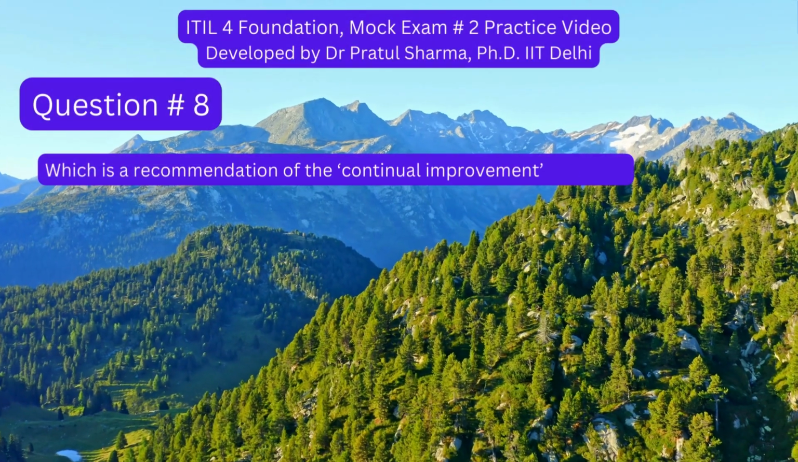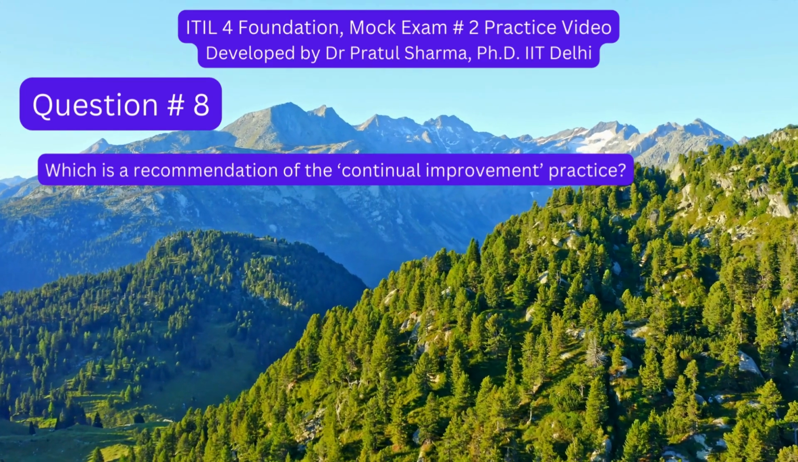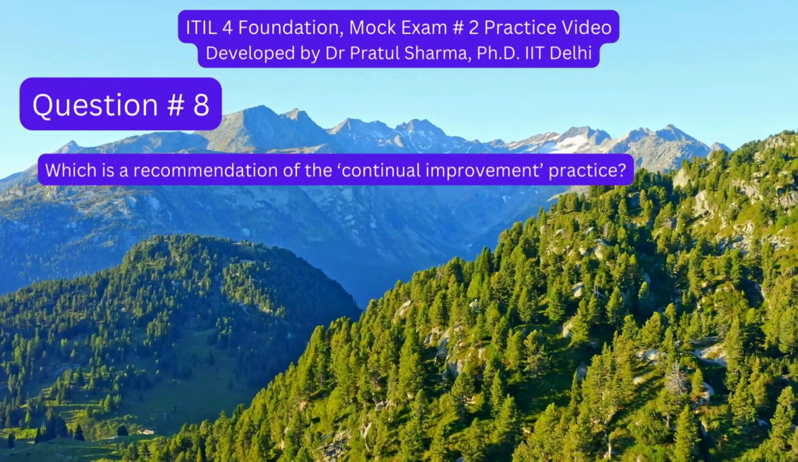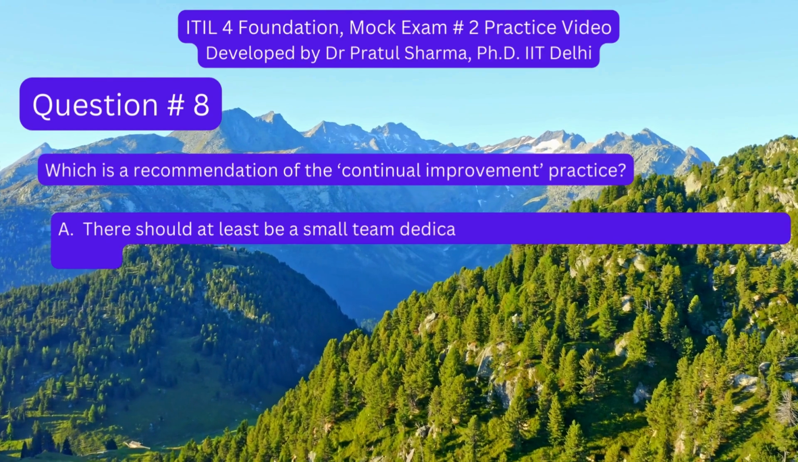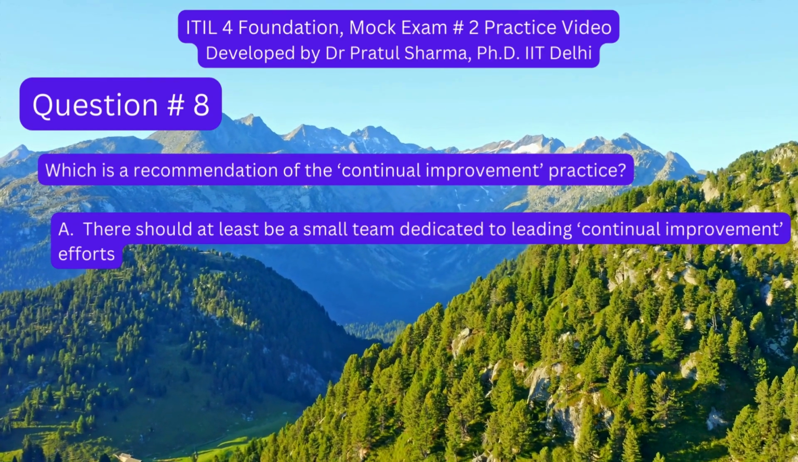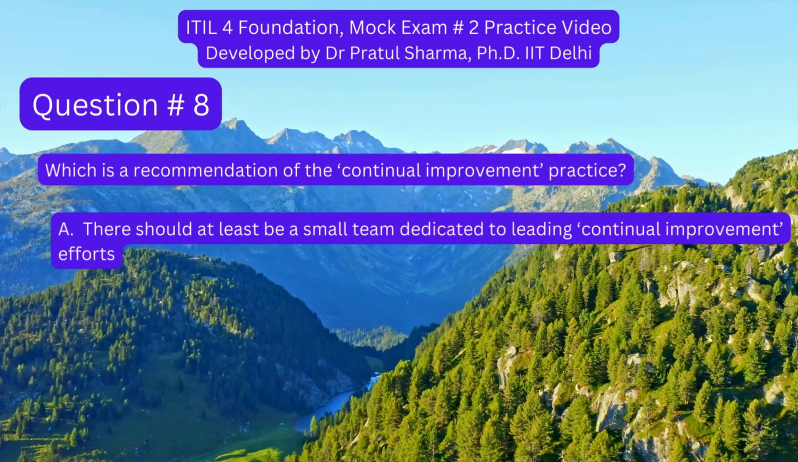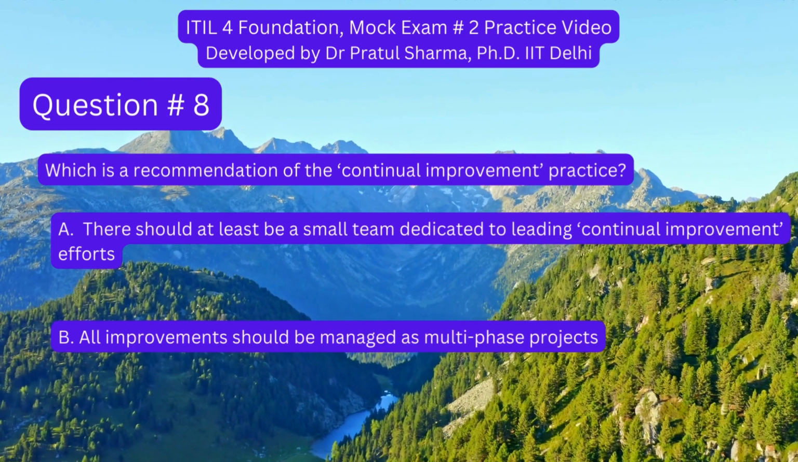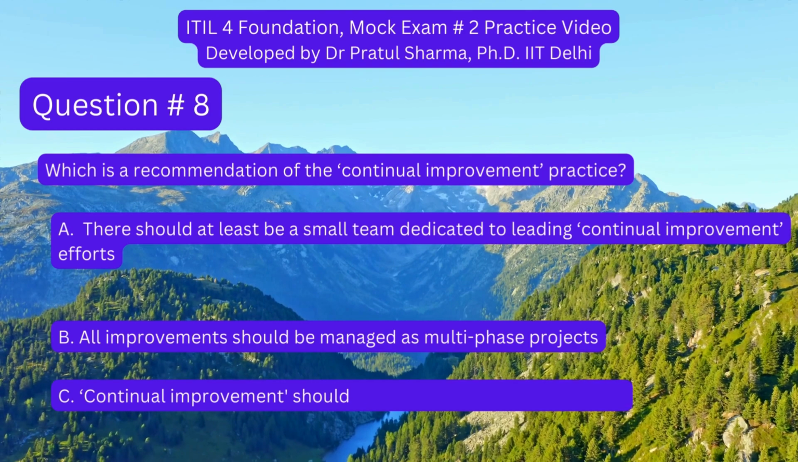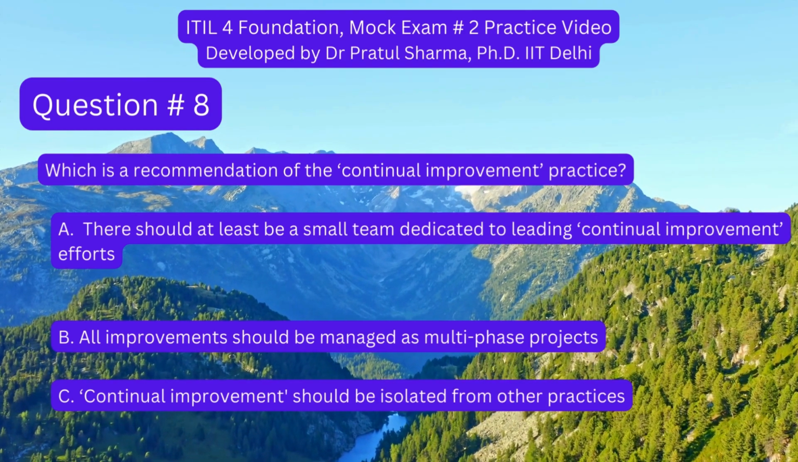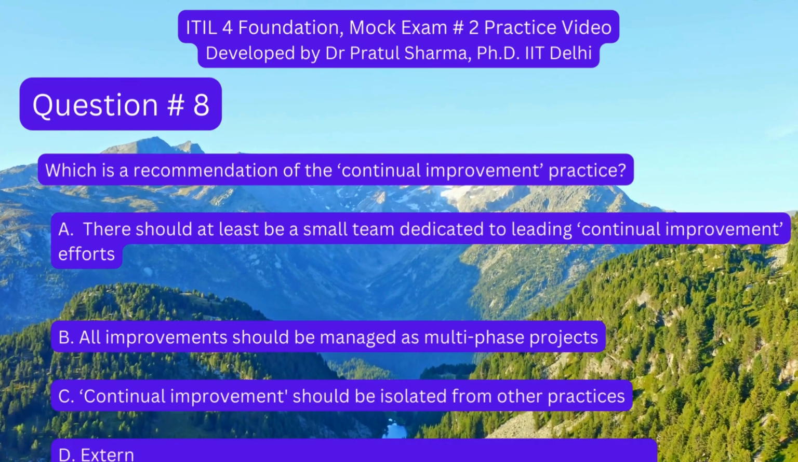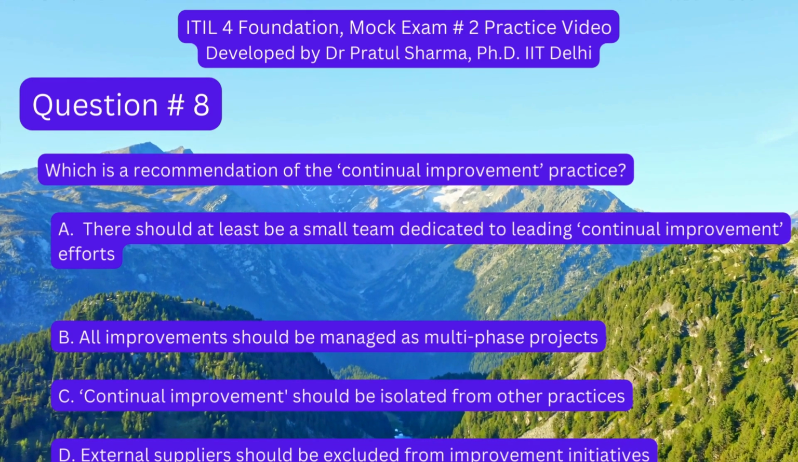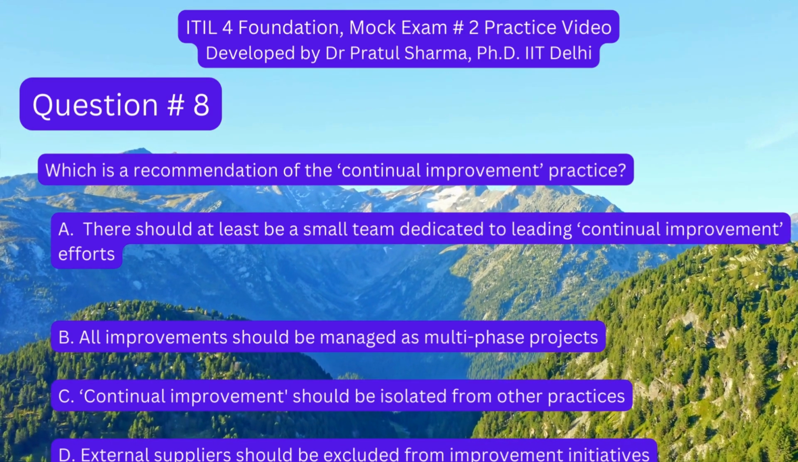Question number 8. Which is a recommendation of the continual improvement practice? A. There should at least be a small team dedicated to leading continual improvement efforts. B. All improvements should be managed as multi-phase projects. C. Continual improvement should be isolated from other practices. D. External suppliers should be excluded from improvement initiatives.